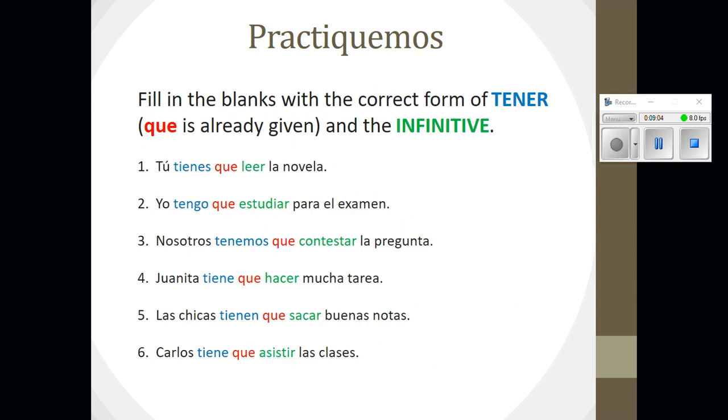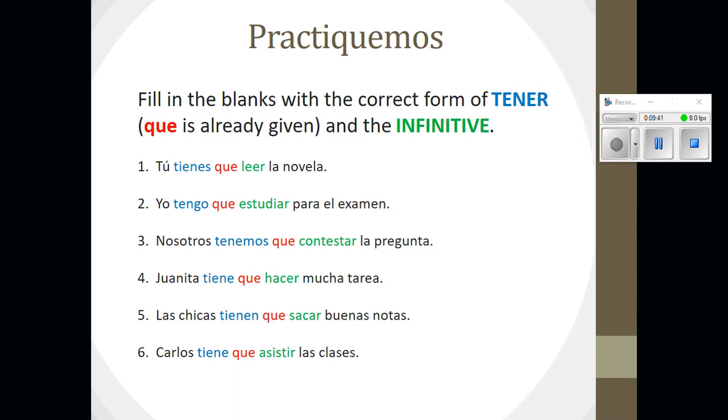Okay, let's go through the answers. Número 2. I have to study for the test. Yo tengo que estudiar para el examen. Tengo is the yo form of tener, and estudiar is to study. 3. Nosotros tenemos que contestar la pregunta. We have to answer the question. Tenemos is the correct form of tener for nosotros, and contestar is to answer. 4. Juanita tiene que hacer mucha tarea. Tiene is correct because Juanita is like saying she or ella, and that's the correct form of tener when we say ella. And hacer is to do.